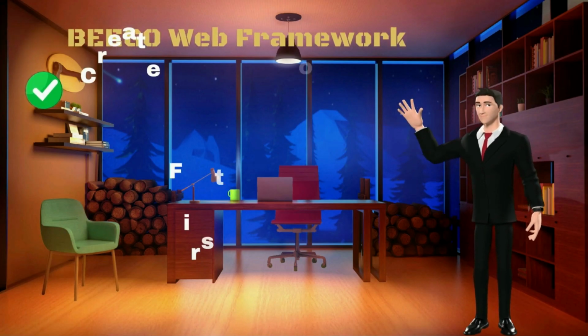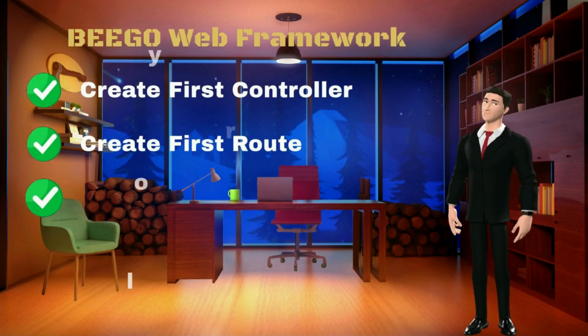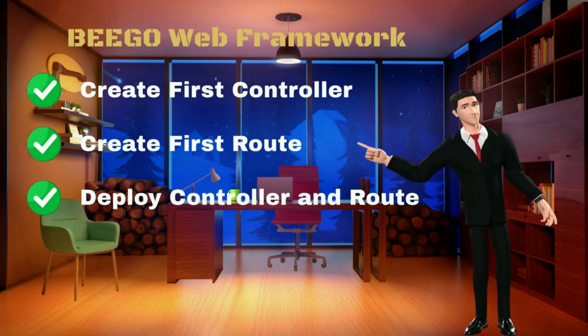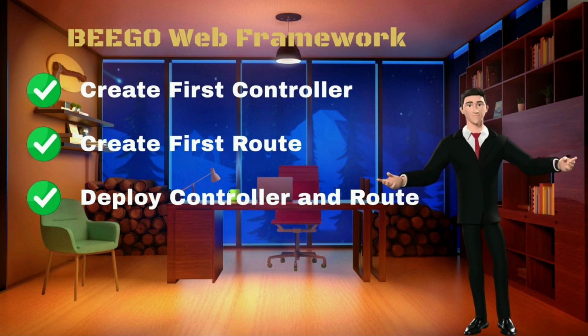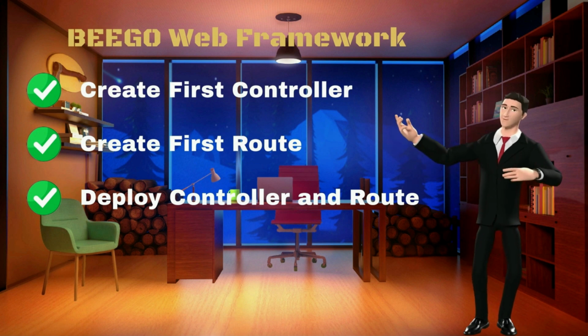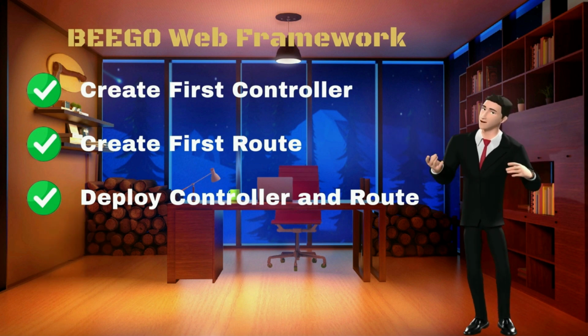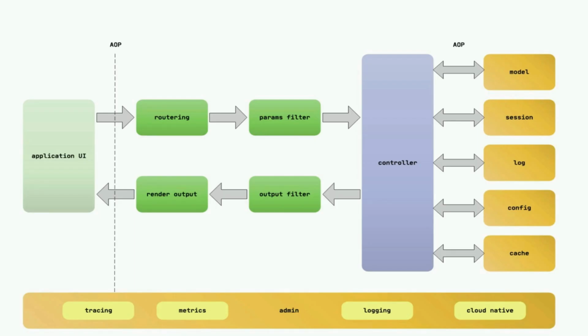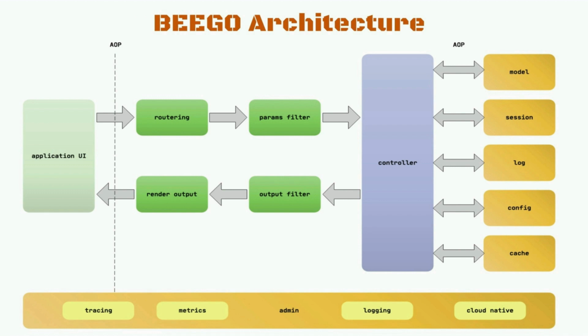In this section of the Beego framework tutorial, we shall create our first controller and our first route. Once we create our controller and route, then we go ahead and deploy it. One of the main components of a web application is the controller, which acts as a coordinator between the view and the model, and handles the user's requests, which could be a button click, or a menu selection, or HTTP GET and POST requests.